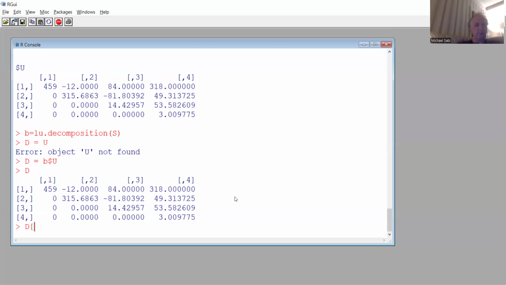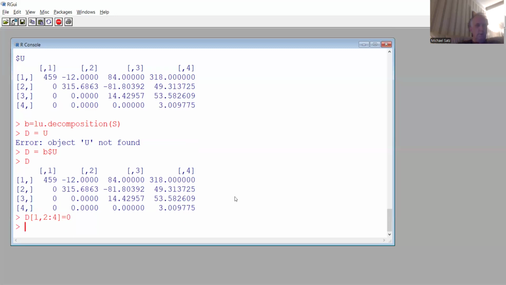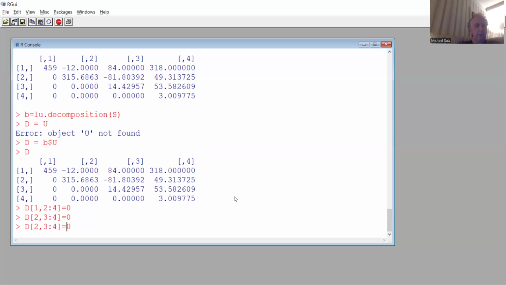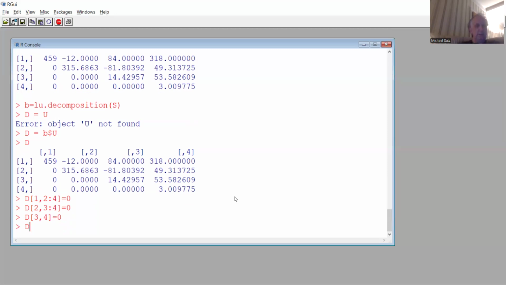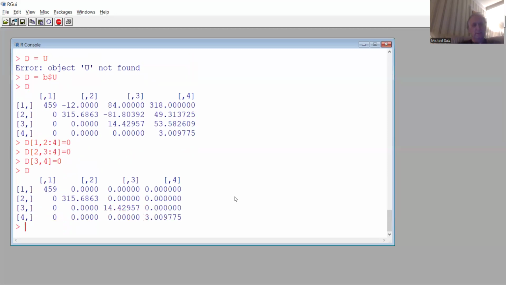So this shows you some other things you can do. You can say D, let's see, D1, now I want to go from 2 to 4 equal to 0. That worked. And from 3 to 4 is 0. And the 3, and let's look at D. Okay, that's D. And now we want the square root of D to get the Cholesky matrix.